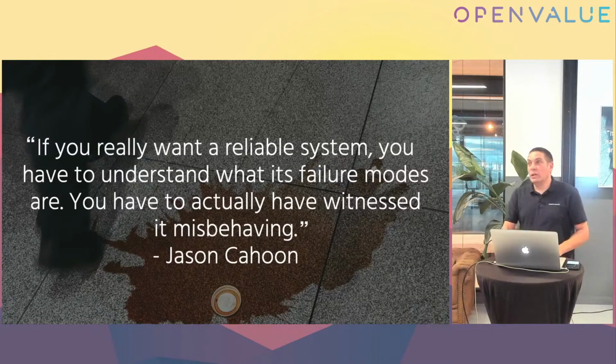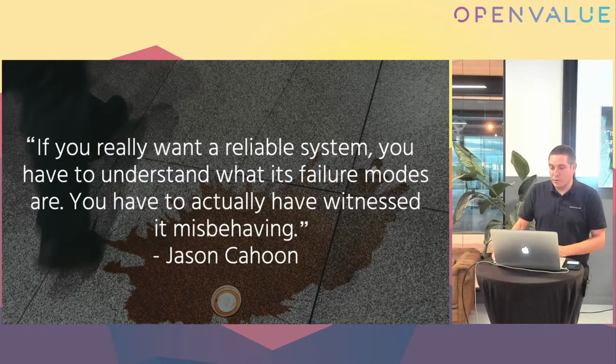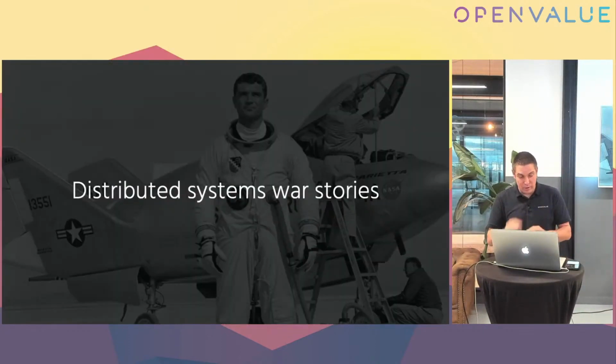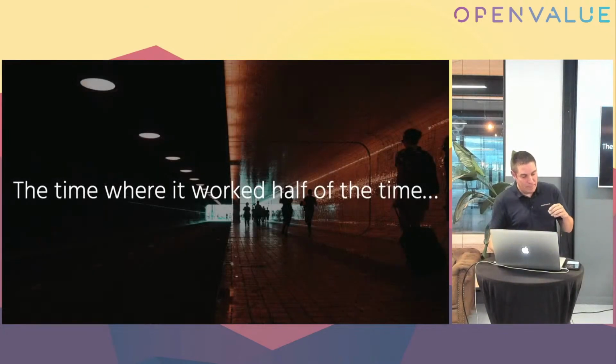So Jason Cahoon, the author of the Google chapter in the Chaos Engineering book, says if you really want a reliable system, you have to understand its failure modes. You have to actually have witnessed it misbehaving. So we're going to share a couple of war stories. Not all of them because we don't have that much time, but I'm going to share 2 or 3.